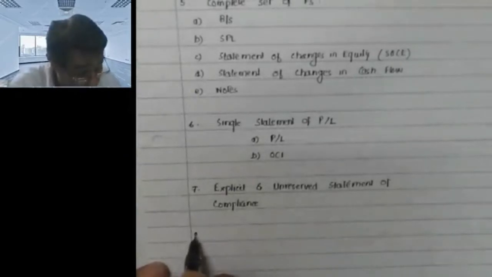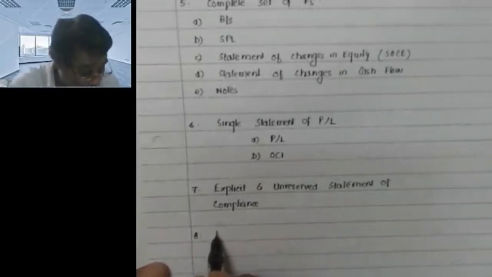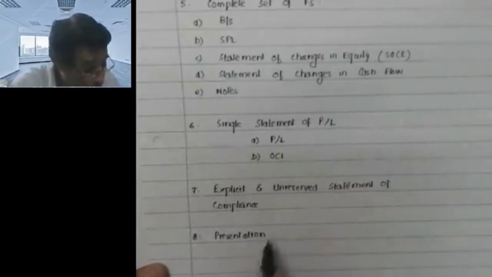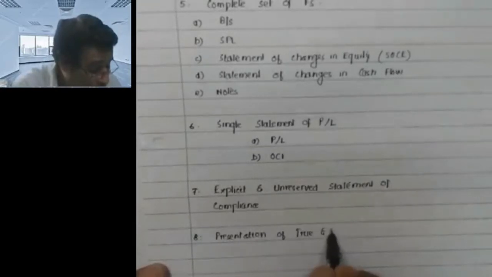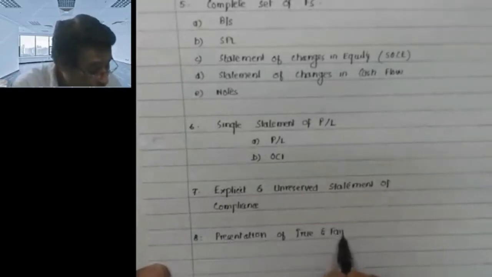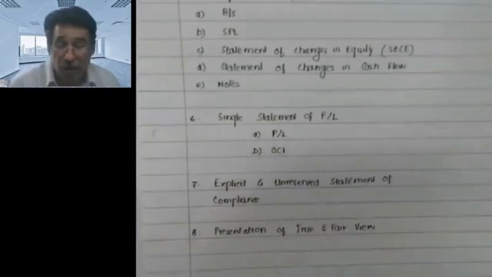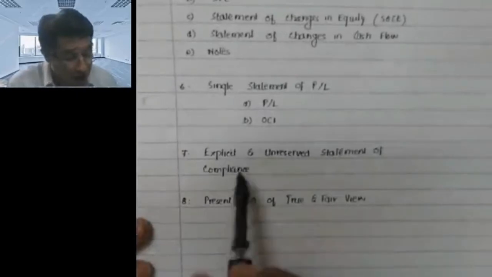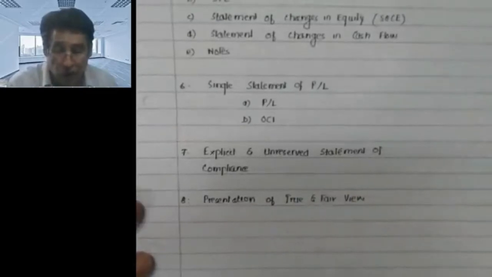Then the next point is presentation of true and fair view. We will see that para 17 actually deals with this part of this standard, if I am not wrong. Correct? The explicit and unreserved statement is dealt with in para 16, and para 17 of Ind AS 1 deals with what we call presentation of true and fair view.